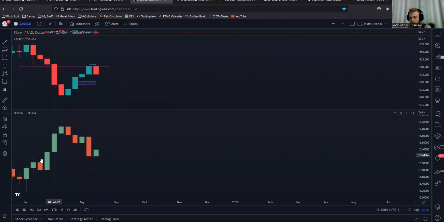And price did come into this weekly void, test that order block, and maybe price is going to go higher now. So who knows? Interesting to see and watch it play out.